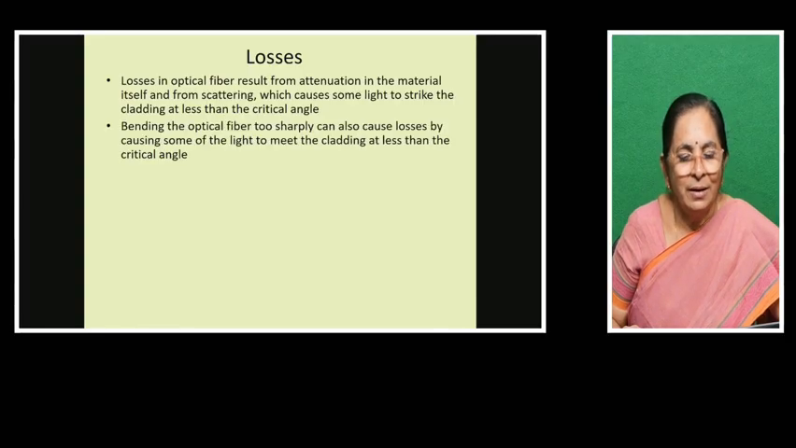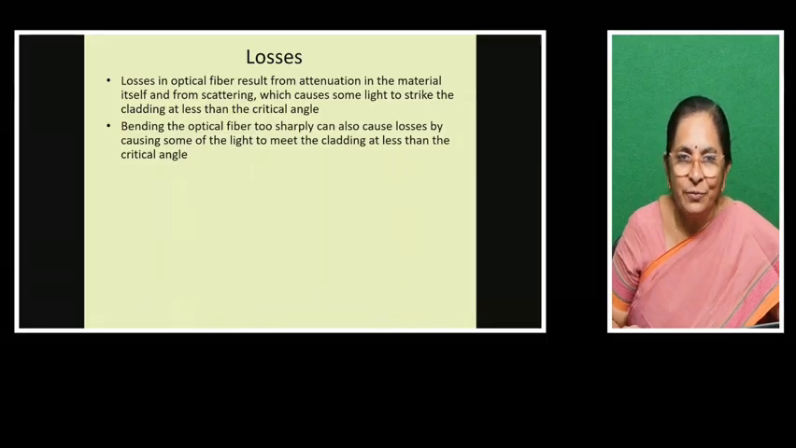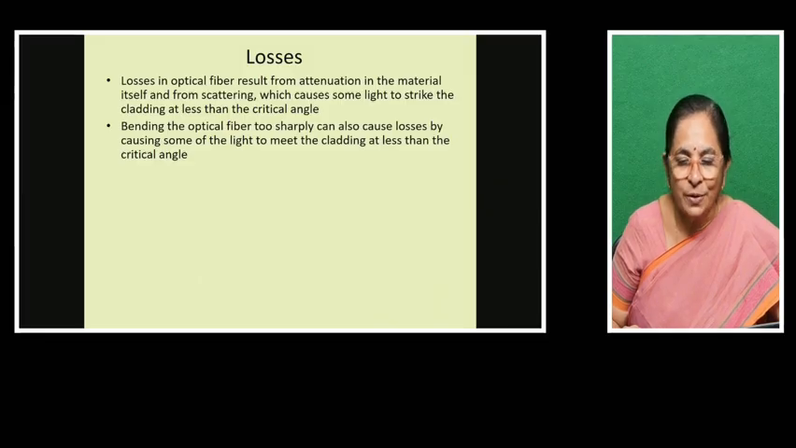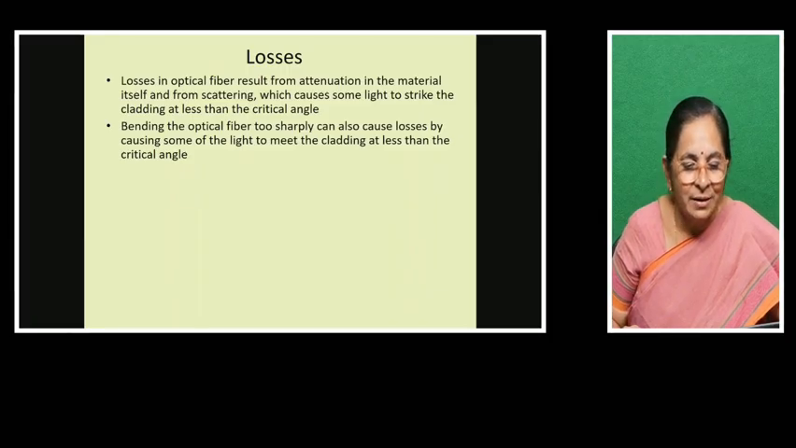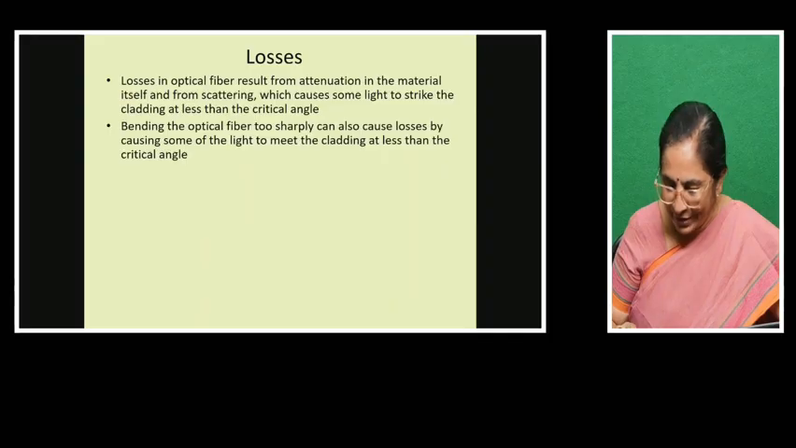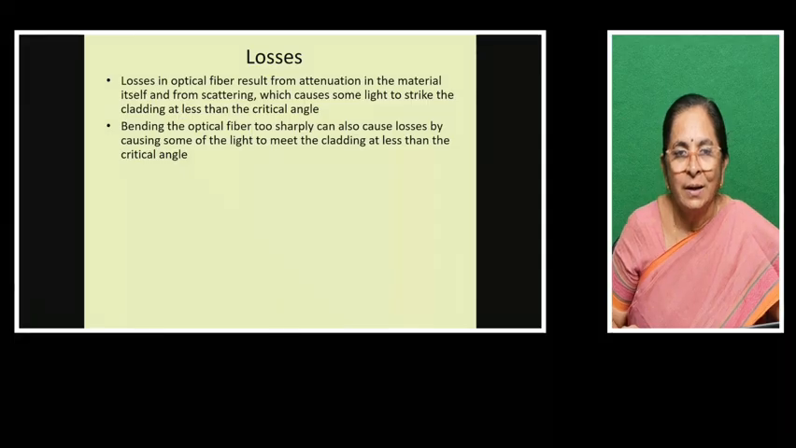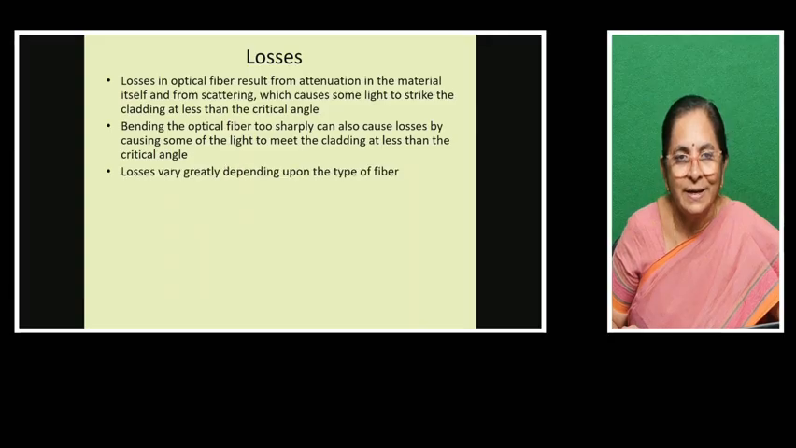Losses. There are losses when we send the signals in the cable. Losses in optical fiber result from attenuation in the material itself and from scattering. Scattering would be there, attenuation would be there, which causes some light to strike the cladding at an angle less than the critical angle, so it undergoes scattering. Now we wind up the optical fiber. When you bend the optical fiber too sharply, that also will lead to some losses, causing some of the light to meet the cladding at less than the critical angle and getting scattered away.